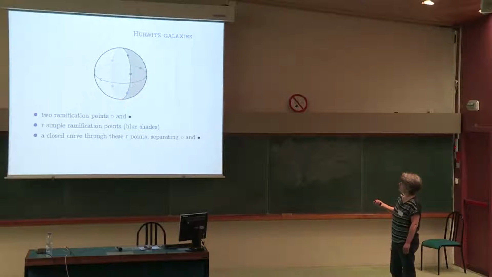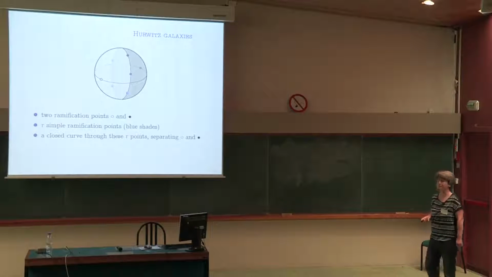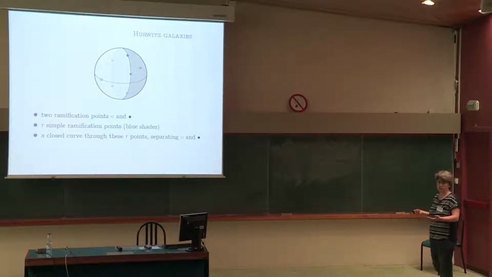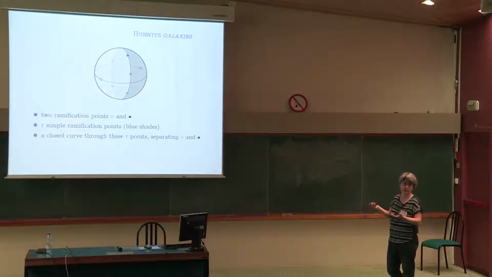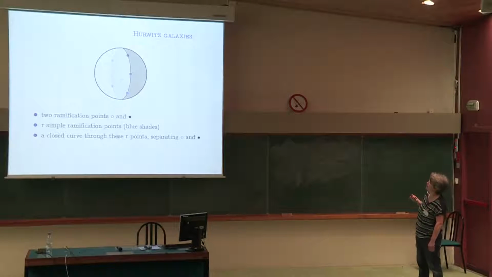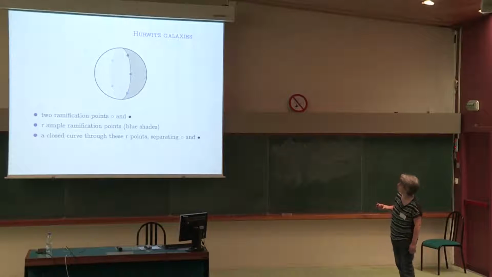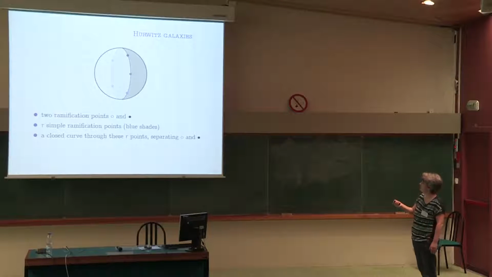I will color the same sphere in black and the other one in white. Okay. And now I want to look at the pullback of this drawing on S_G. I can even remove the two ramification points. I'm really interested in these two hemispheres with the simple ramification points on the bottom.